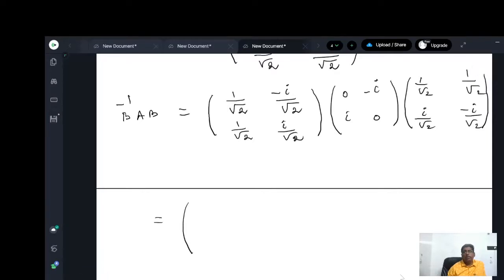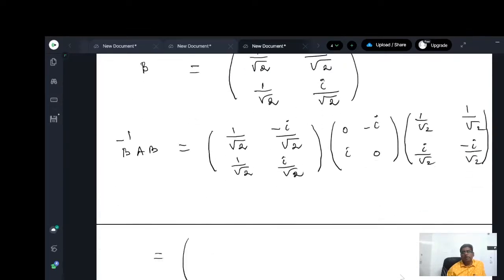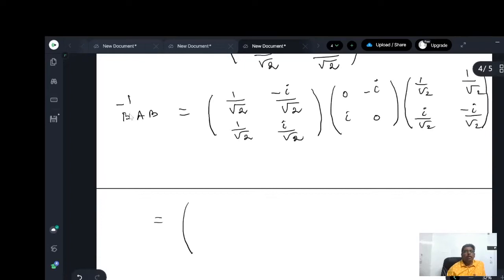0 into this 0 plus i squared minus 1, so minus into minus plus. This is B inverse AB. Now 0 into 0, 0 plus i squared minus 1, minus into minus plus, so this is 1 by root 2. Okay, this is first, and take this row and take the second column.